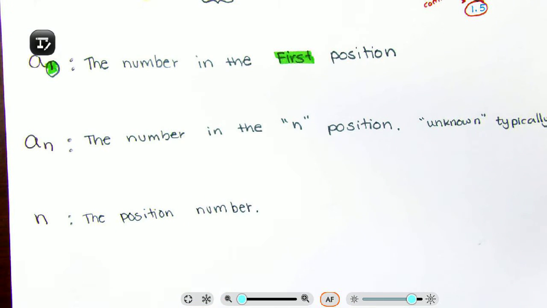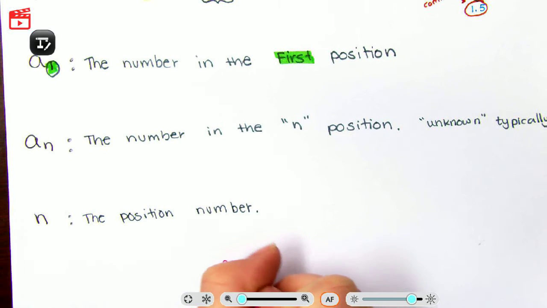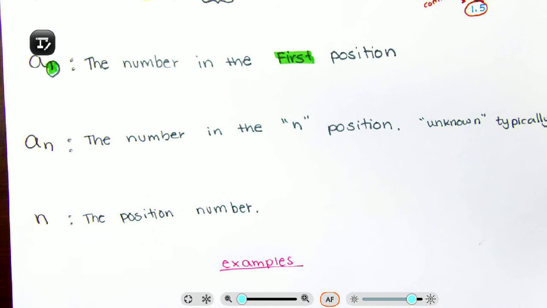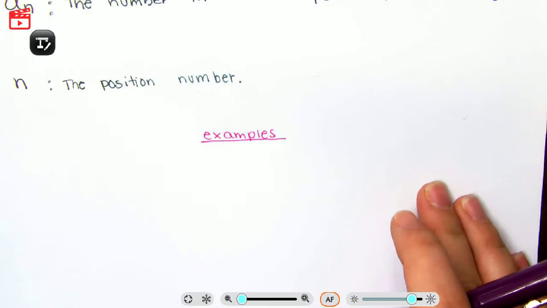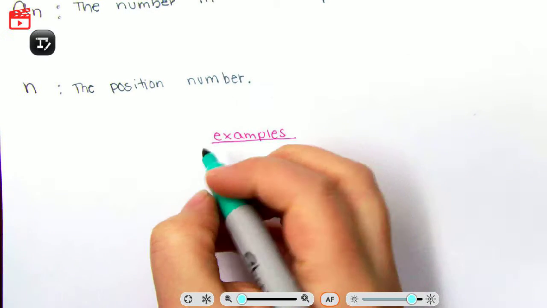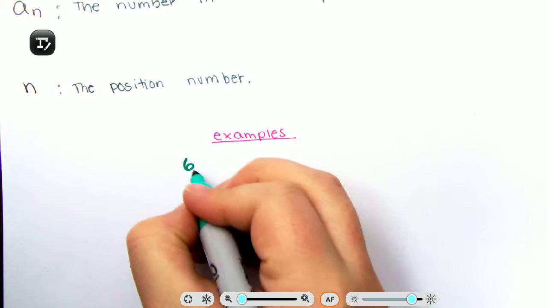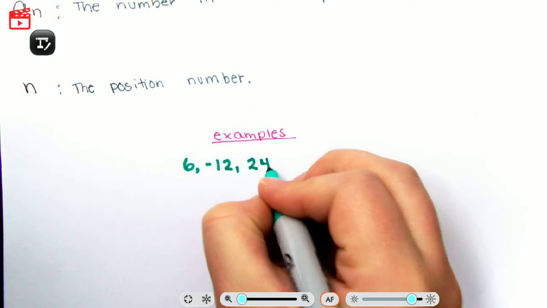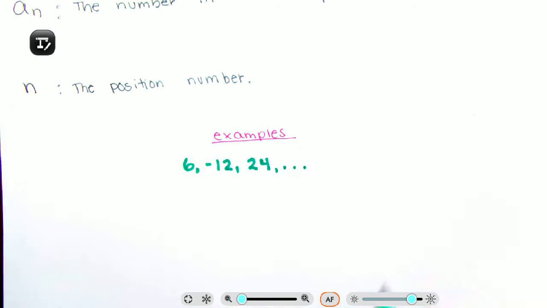So let's do a quick example. I'm going to give you a geometric sequence. So I am telling you this is a geometric sequence. Sometimes they'll do that in the directions, which is easier because then you know a common ratio exists. So let's do a sequence of 6, negative 12, 24, dot, dot, dot.